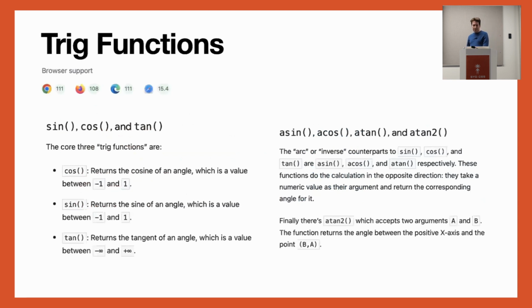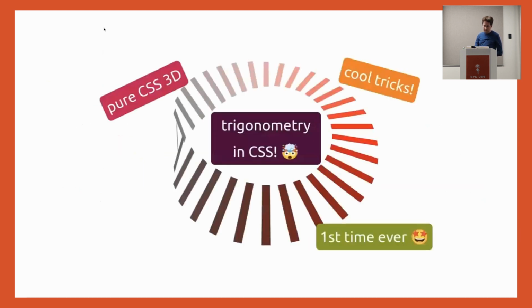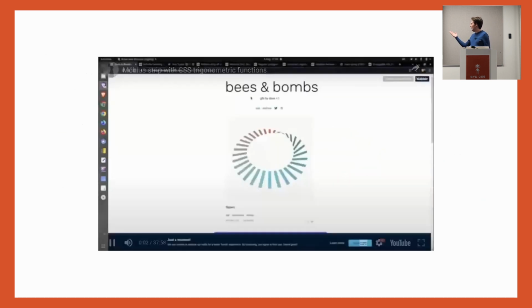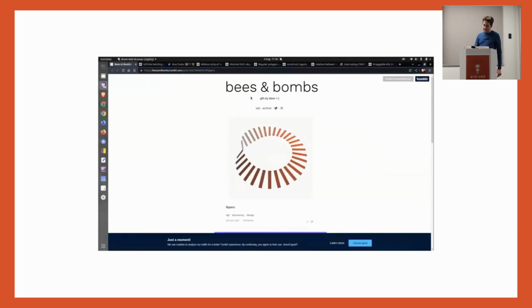So we've now got trig functions in CSS. If you want to do some complicated stuff, all the basic operations are there, and that's an example of what you can do with that. You can do really cool animations like this using those calculations.